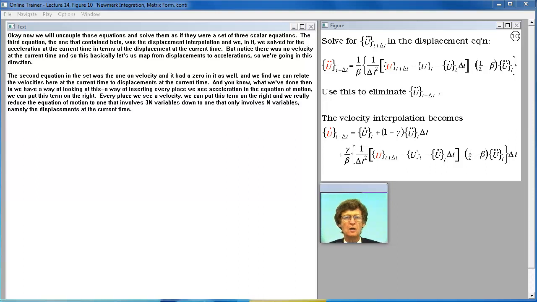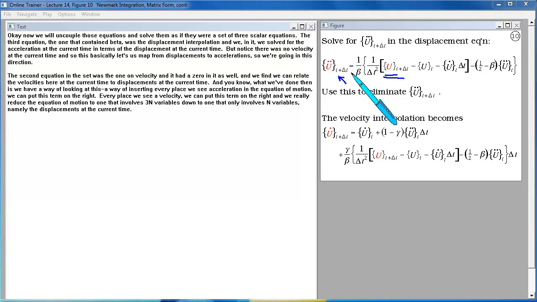Okay, now we will uncouple those equations and solve them as if they were a set of three scalar equations. The third equation, the one that contained beta, was the displacement interpolation, and in it we solve for the acceleration at the current time in terms of the displacement at the current time. But notice there was no velocity at the current time, and so this basically lets us map from displacements to accelerations. So we're going in this direction.